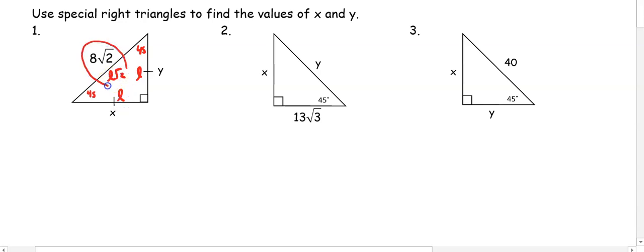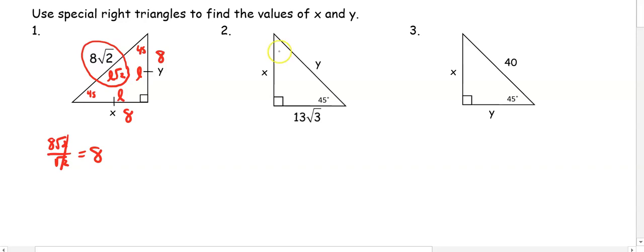Notice that we have a number on the L root 2 side. So in order to get L, we are going to divide by root 2. So we have 8 root 2 divided by root 2. The roots cancel out. We're left with 8. So our legs are 8 and 8.